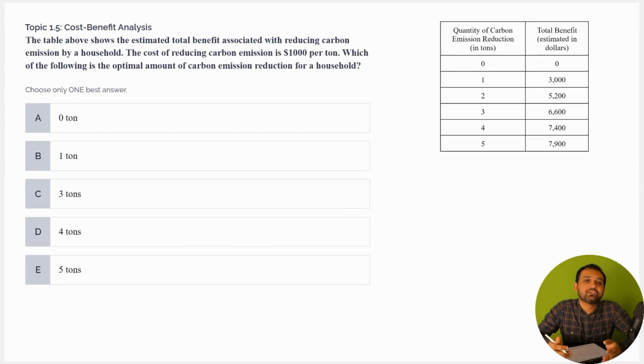In this question, we are being asked to find the right quantity of doing something. A household is figuring out how much carbon emission it should reduce, and it has a total benefit table, and we know for every unit of carbon emission reduced, it costs the household $1,000. Now, how do you find the right quantity in a question like this? You may recall, to do that, you look at the quantity where marginal benefit is equal to marginal cost, but there's a bit more nuance to it than that.